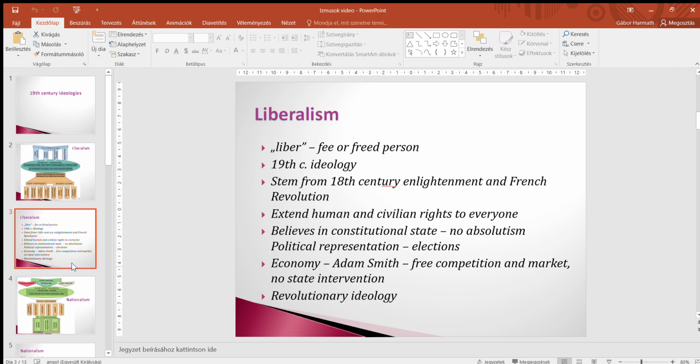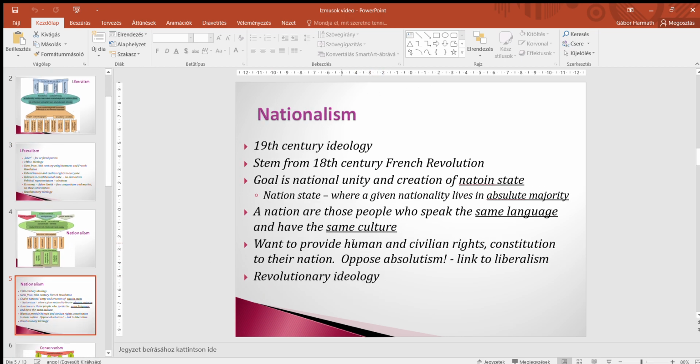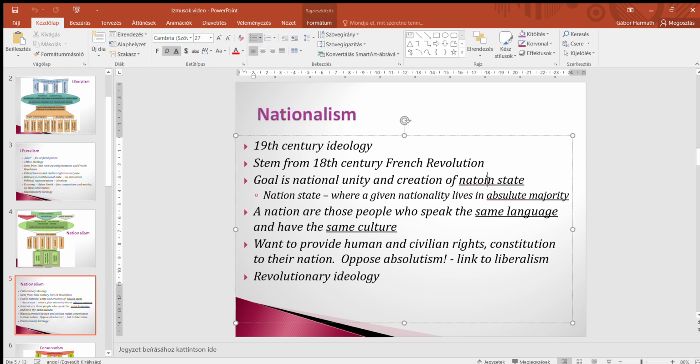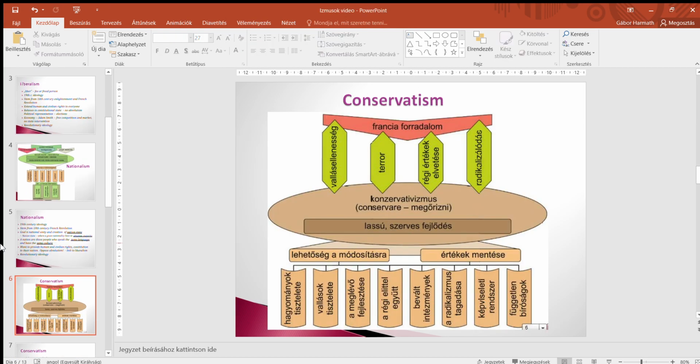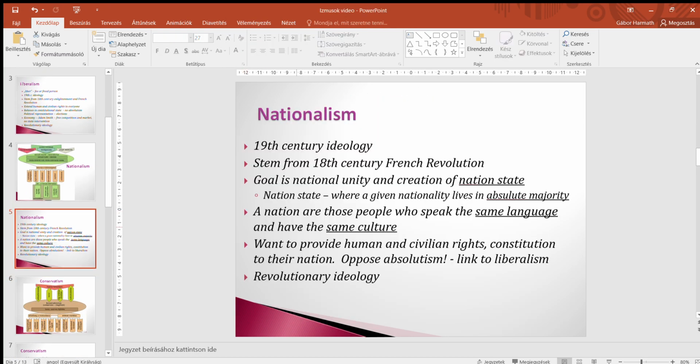Sorry, I gave you the wrong slide, yeah, this is it. So the goal is national unity and creation of a nation state. And let's talk about what a nation state is, where a given nationality lives in absolute majority. So most of the people belong to the same culture. A nation is those people who speak the same language, same culture. That's what we said.